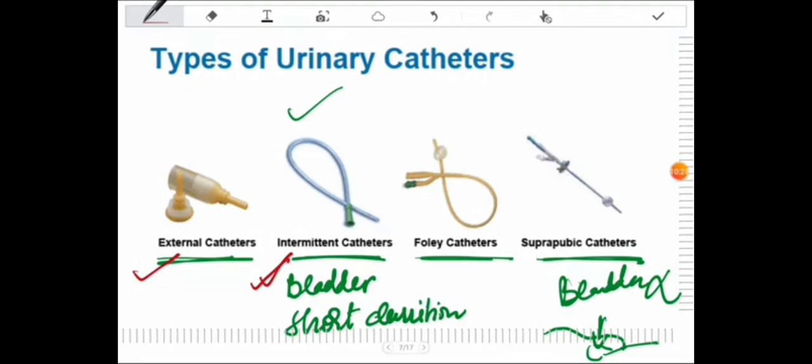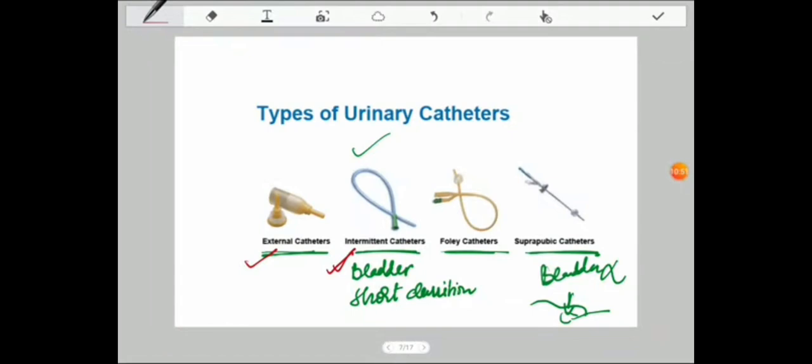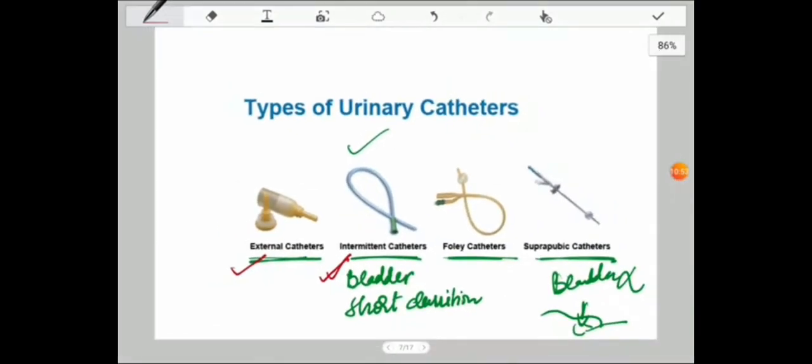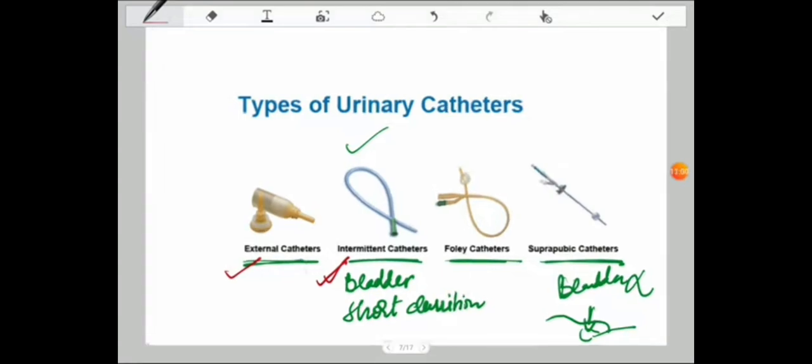Then Foley's catheter, it is a retention catheter. The catheter is inserted into the bladder of the patient, and the balloon is inflated, and what happens is it stays intact in the bladder, and whatever urine comes out is collected into a urobag, and this is placed for more time than intermittent catheters, and it may be changed according to the hospital policy.